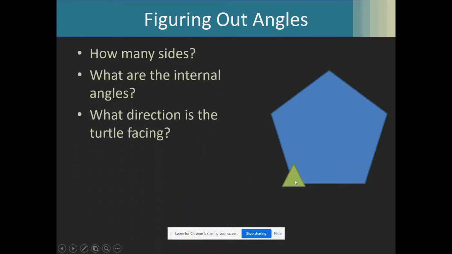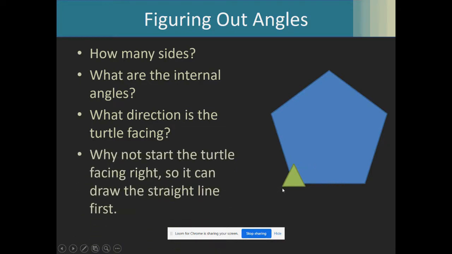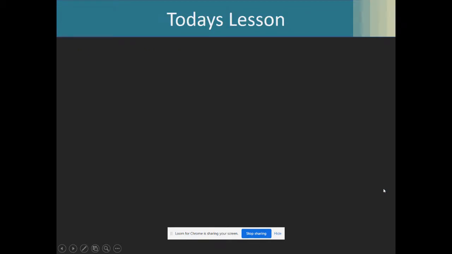Now, if the turtle is facing this way, obviously what we need to do is turn to the right 90 degrees. So the turtle is facing right, and then it can draw the straight line. Now, when it's moving along here, we need it to turn this external angle. So you're going to take 180 degrees minus the 108, which would be 72 degrees.